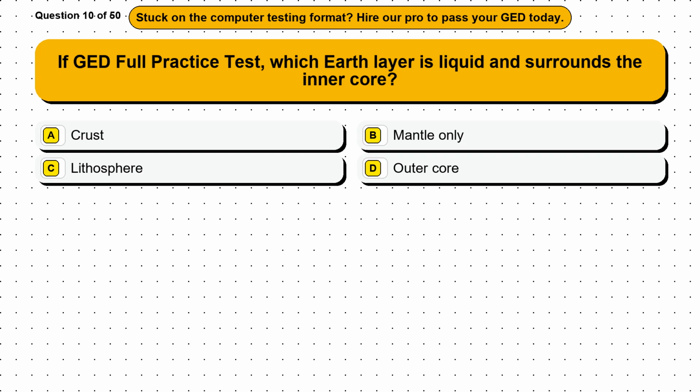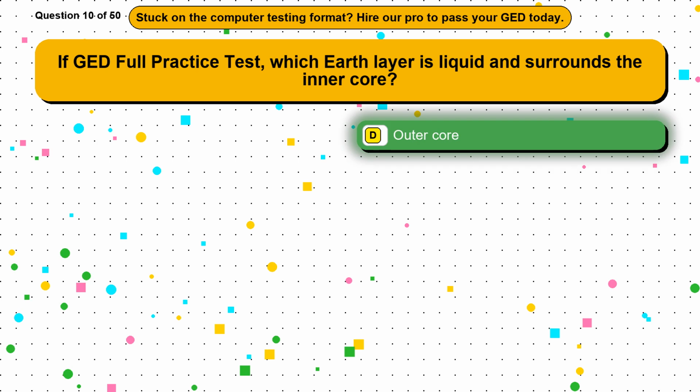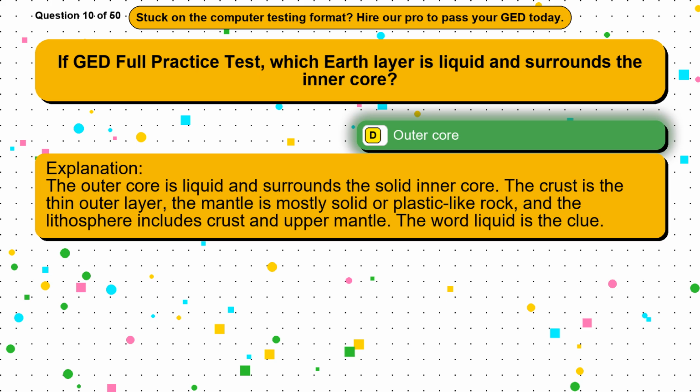Question 10. If GED Full Practice Test, which earth layer is liquid and surrounds the inner core? Option A crust. Option B mantle only. Option C lithosphere. Option D outer core. The correct answer is option D. Outer core. The outer core is liquid and surrounds the solid inner core. The crust is the thin outer layer, the mantle is mostly solid or plastic-like rock, and the lithosphere includes crust and upper mantle. The word liquid is the clue.